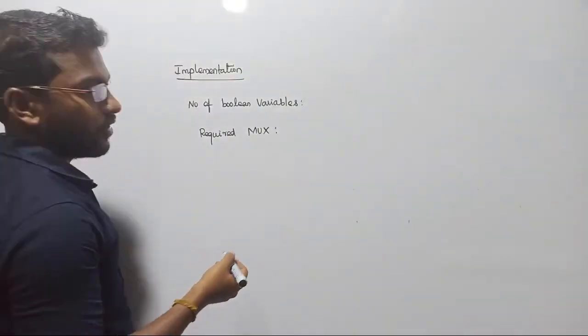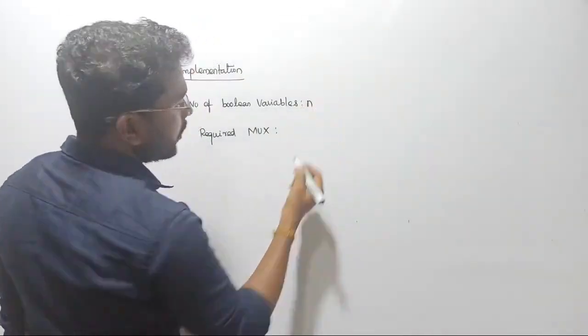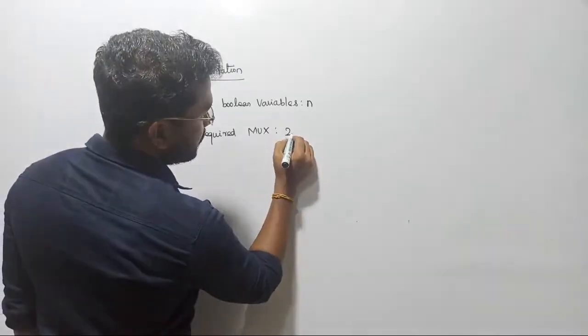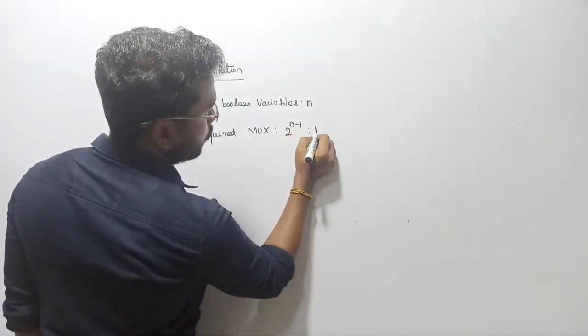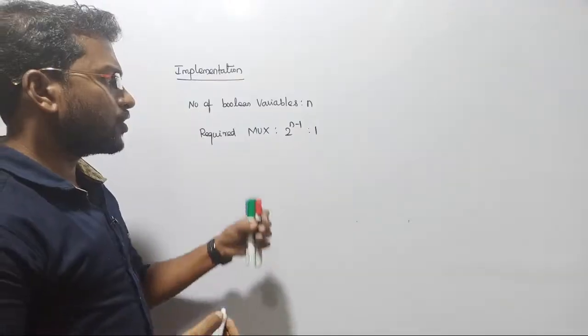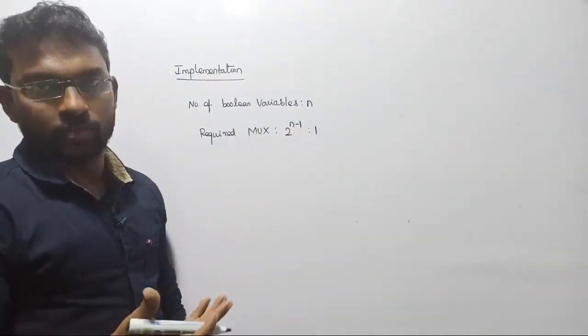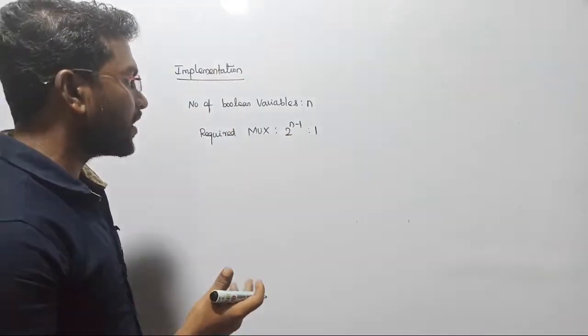Let's see the number of Boolean variables. For an example, for n Boolean variables, the number of required mux is 2 power n minus 1 cross 1. We all know multiplexer, right? So the general multiplexer is what? 2 power n is to 1. That is the mux that we are realizing, right?